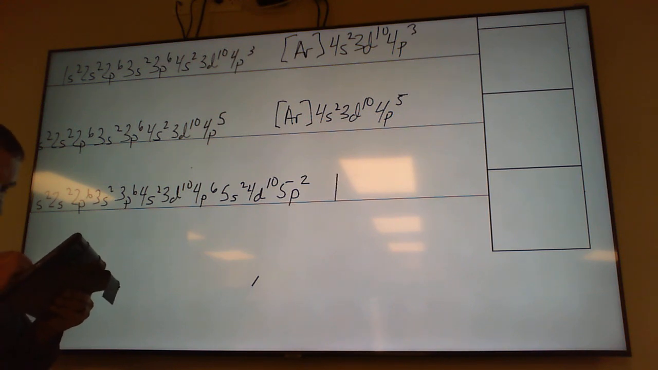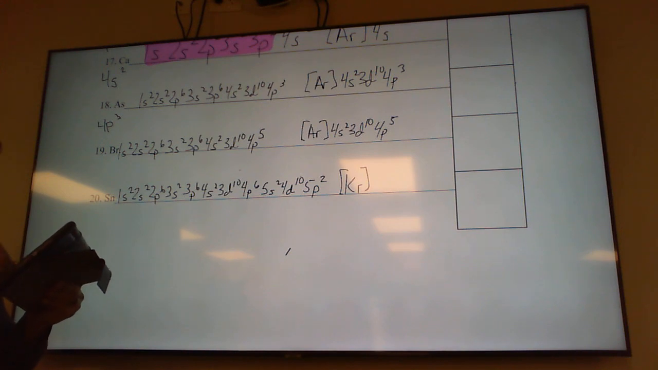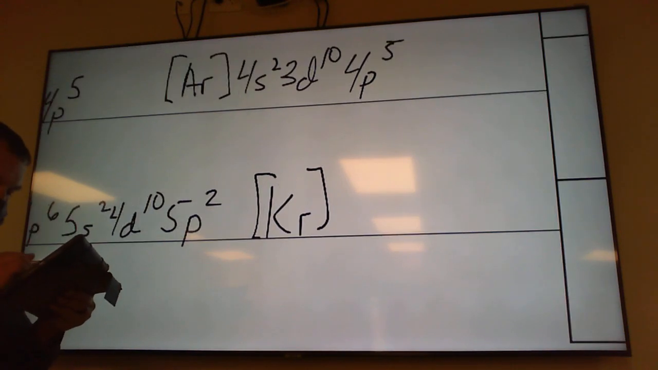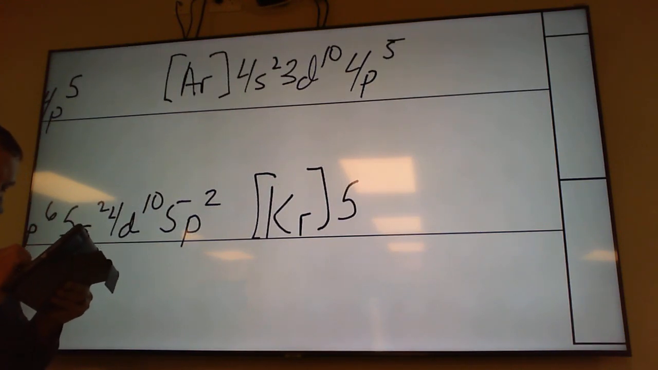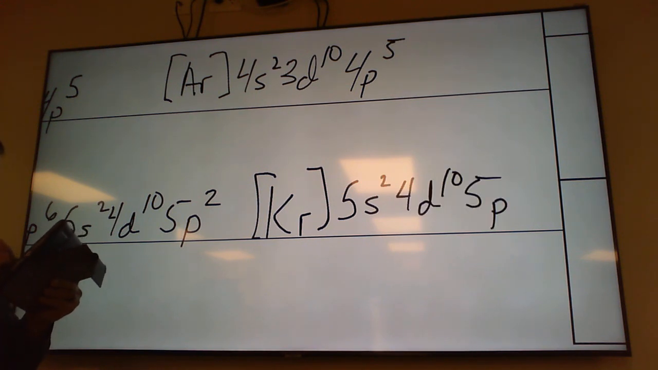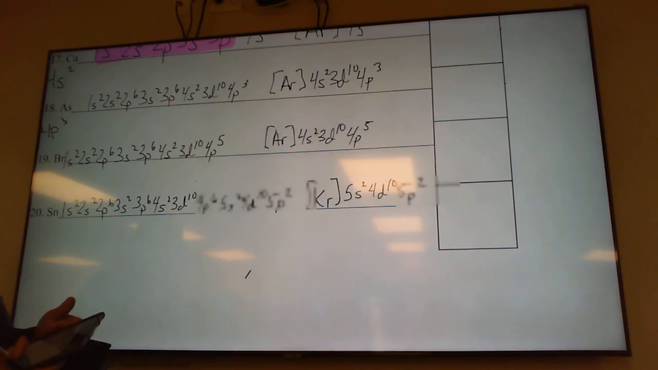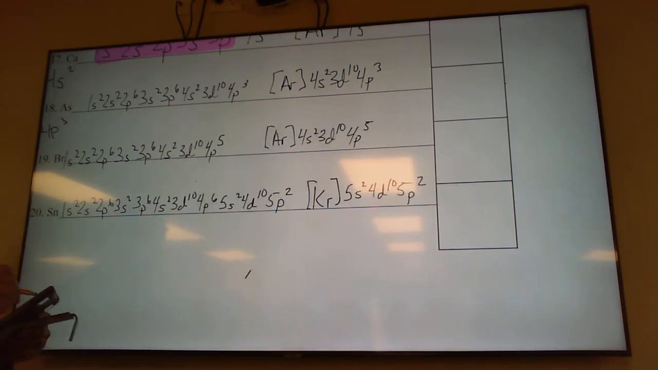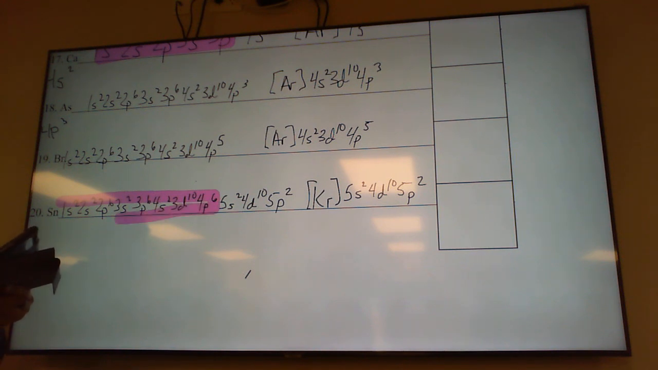So I'm going to go Kr. It ends in 4p6. So then I go 5s2, 4d10, 5p2. And if I compare that to the longhand electron configuration, essentially this is krypton. We're just shortening it up.